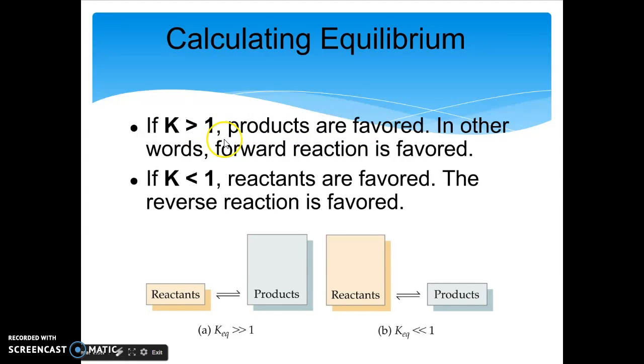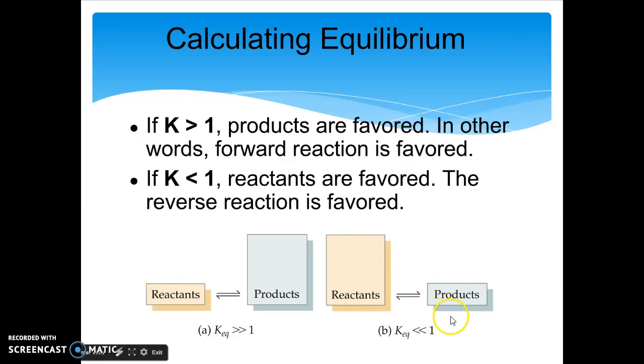All right, on the other side, if K is less than 1, notice how it's pointing towards the left, which is where we write reactants. So this is reactant favored, okay? And this just means at equilibrium, for example, when K is greater than 1, we have dramatically more products than we do reactants.